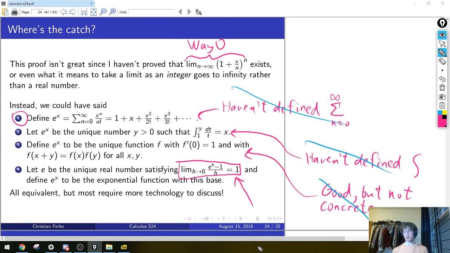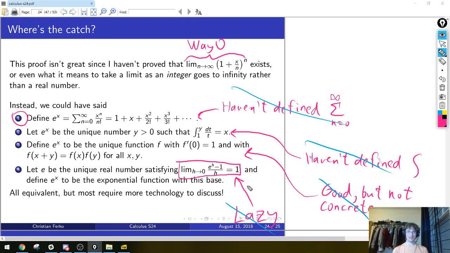Some textbooks say, I don't want to do all that work, so I'm going to make that the definition. They say there's only one real number with the property that the limit as h goes to 0 of that number raised to the h power minus 1 over h equals 1. There's only one number with that property, so define e to be that number. And then they don't have to do the work of proving that that limit is true. So I find that very funny, but it's actually quite lazy, because why would you define a number by that limit? I just find that really amusing.